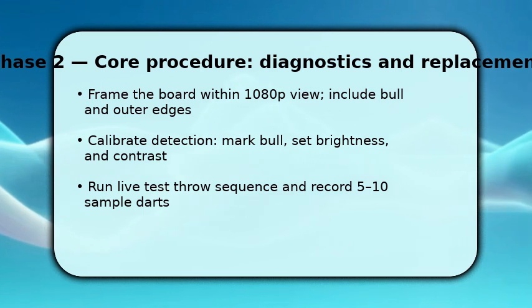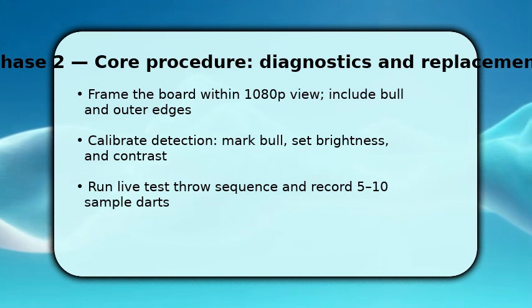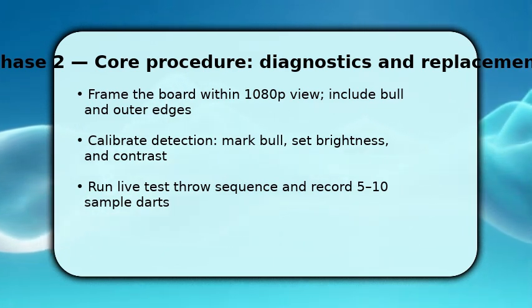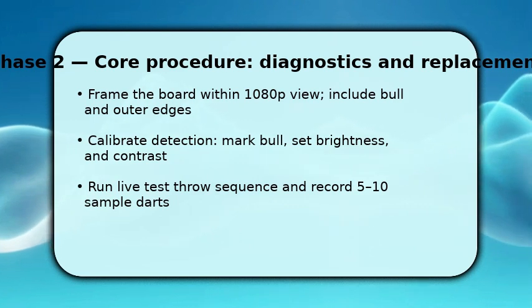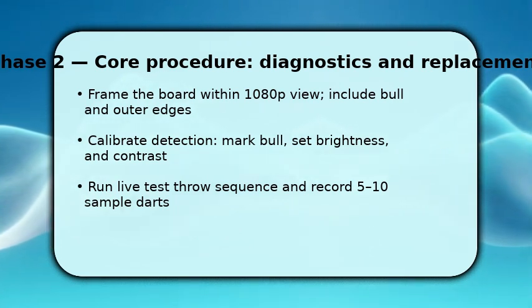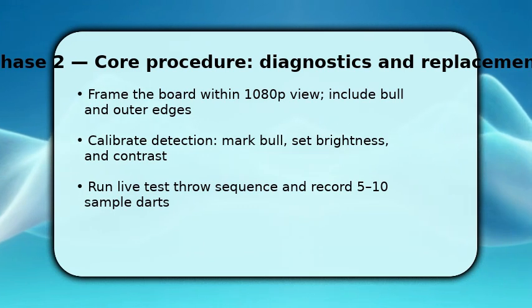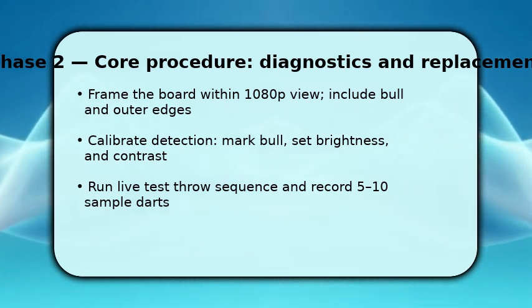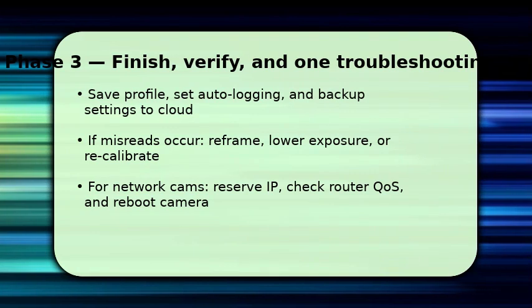Once done, run a live test by throwing 5 to 10 sample darts while watching the detection overlay. Make adjustments to threshold values until hits match physical positions, because accurate calibration reduces scoring errors later. Finish by saving your camera profile and enabling auto-logging so each game attaches video and scores.